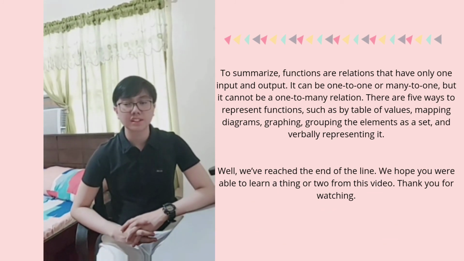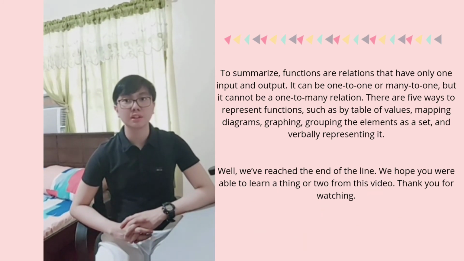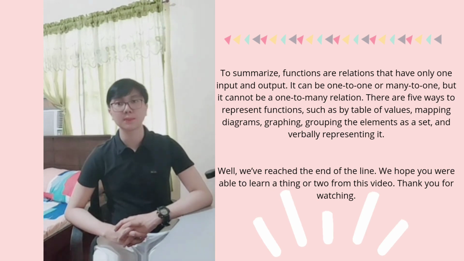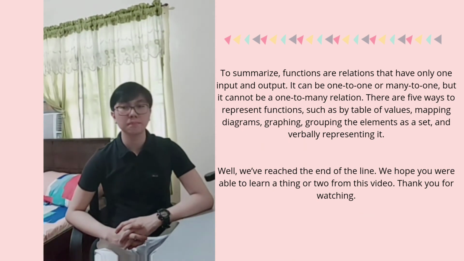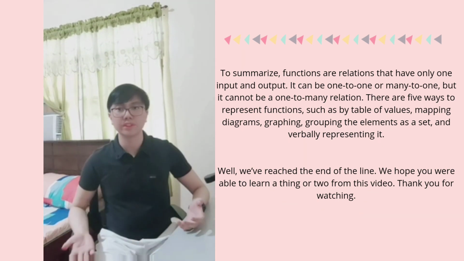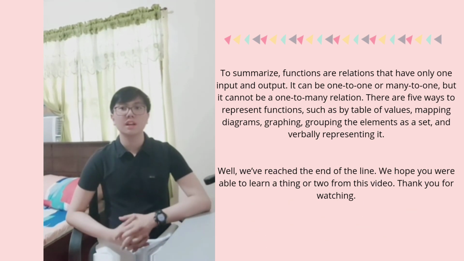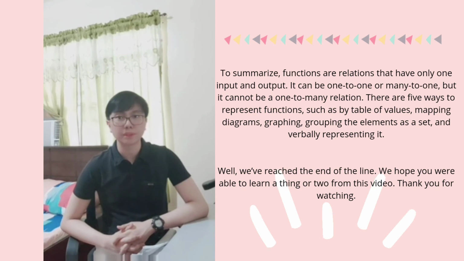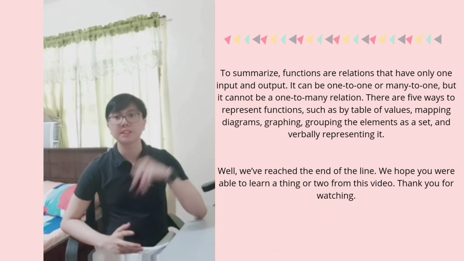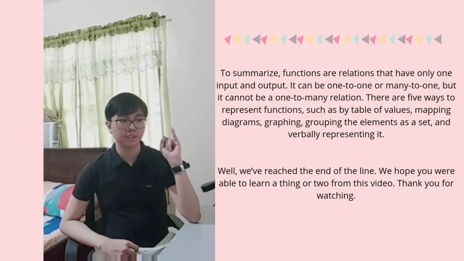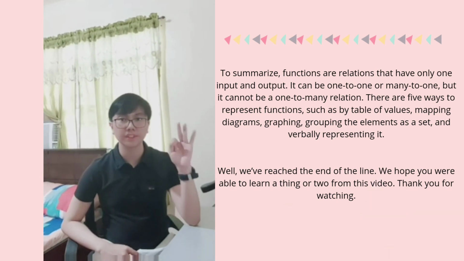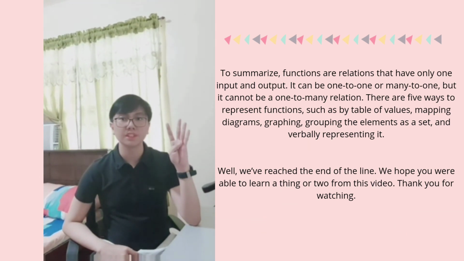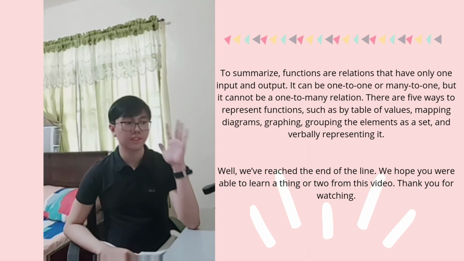To summarize, functions are relations that have only one output for each input. It can be one-to-one or many-to-one, but it cannot be a one-to-many relation. There are 5 ways to represent a function, such as by table of values, mapping diagram, graphing, grouping the elements into a set, or verbally representing it.